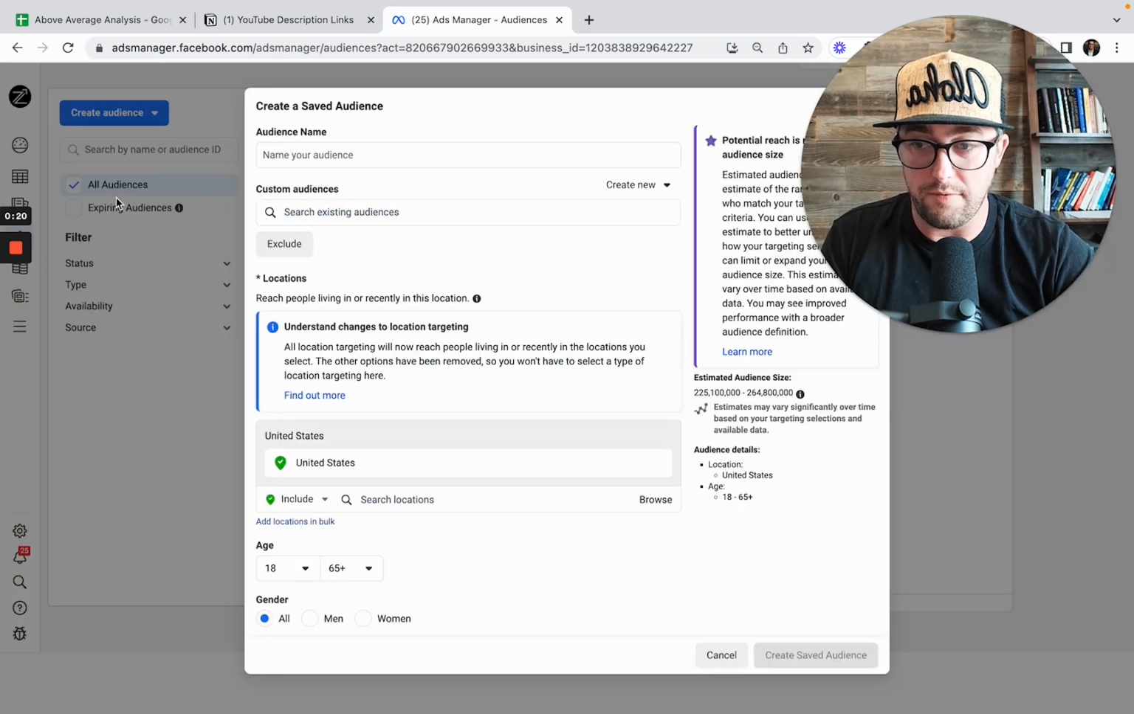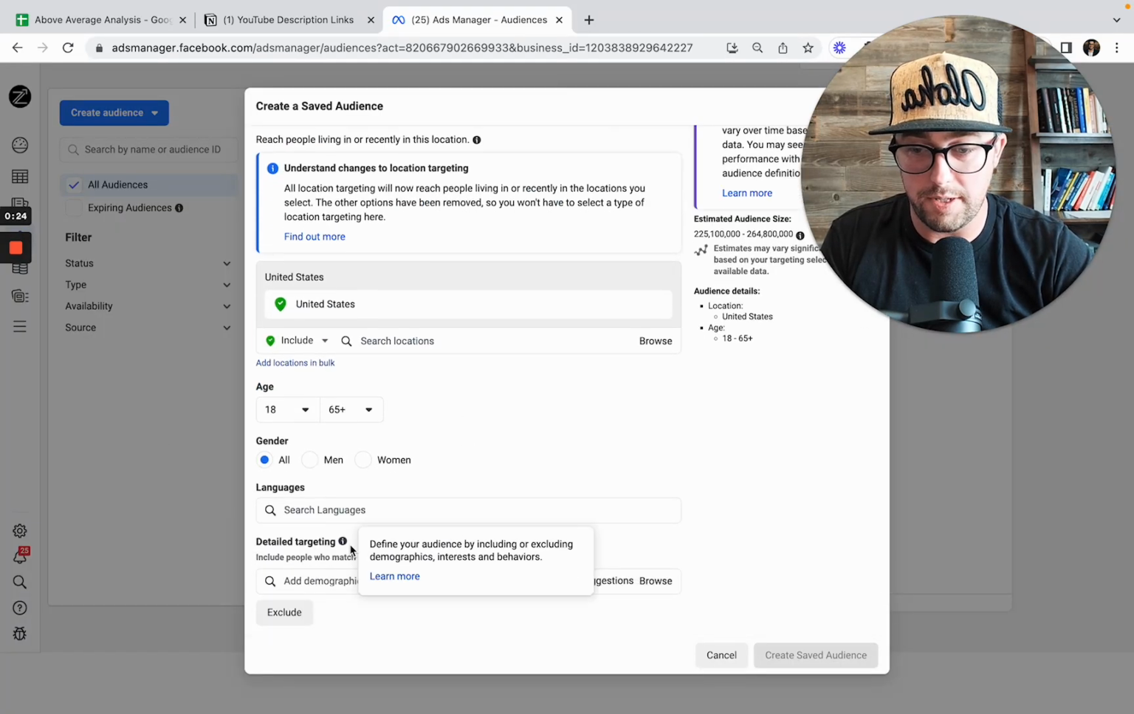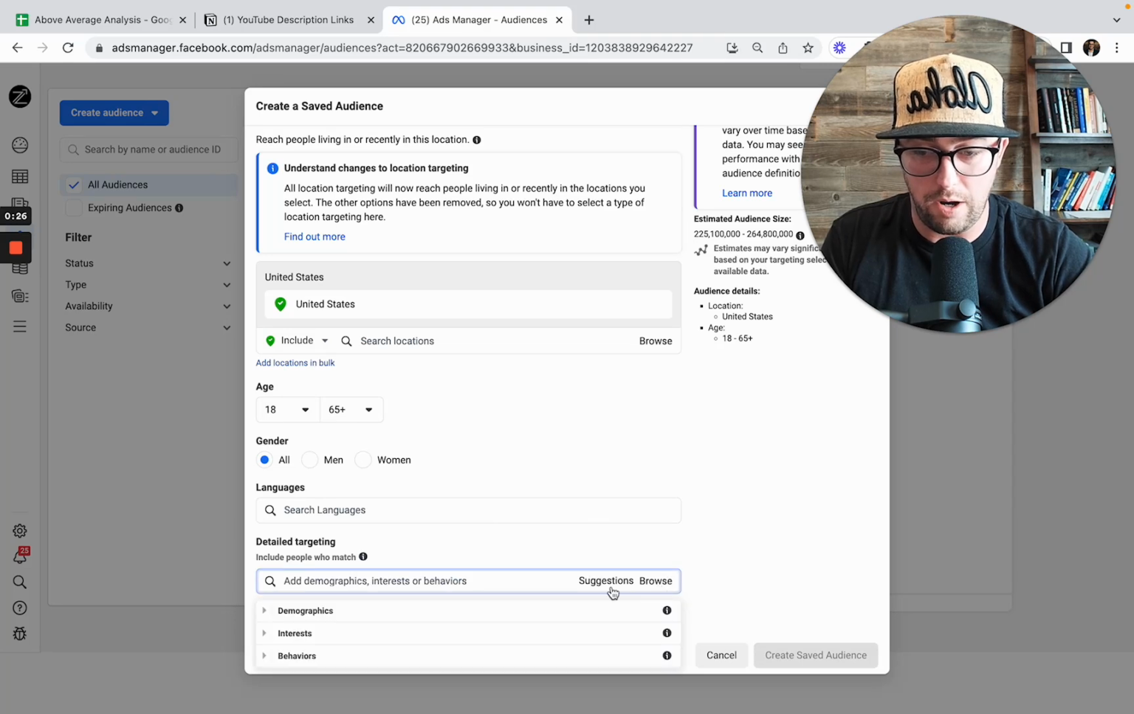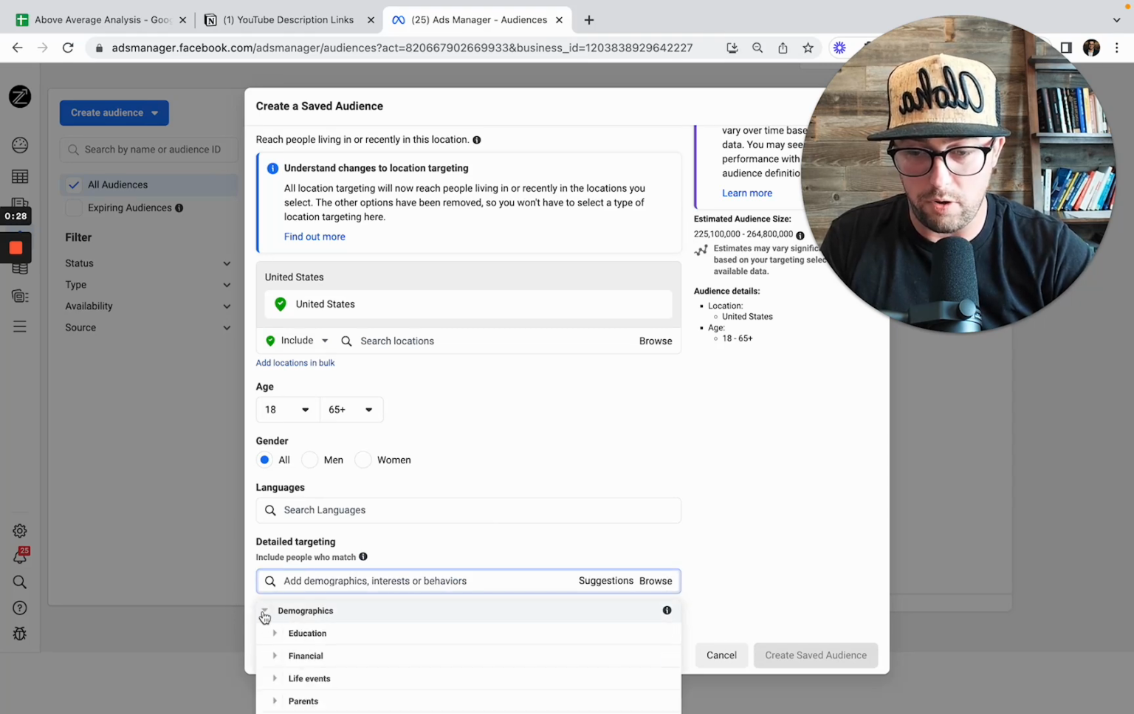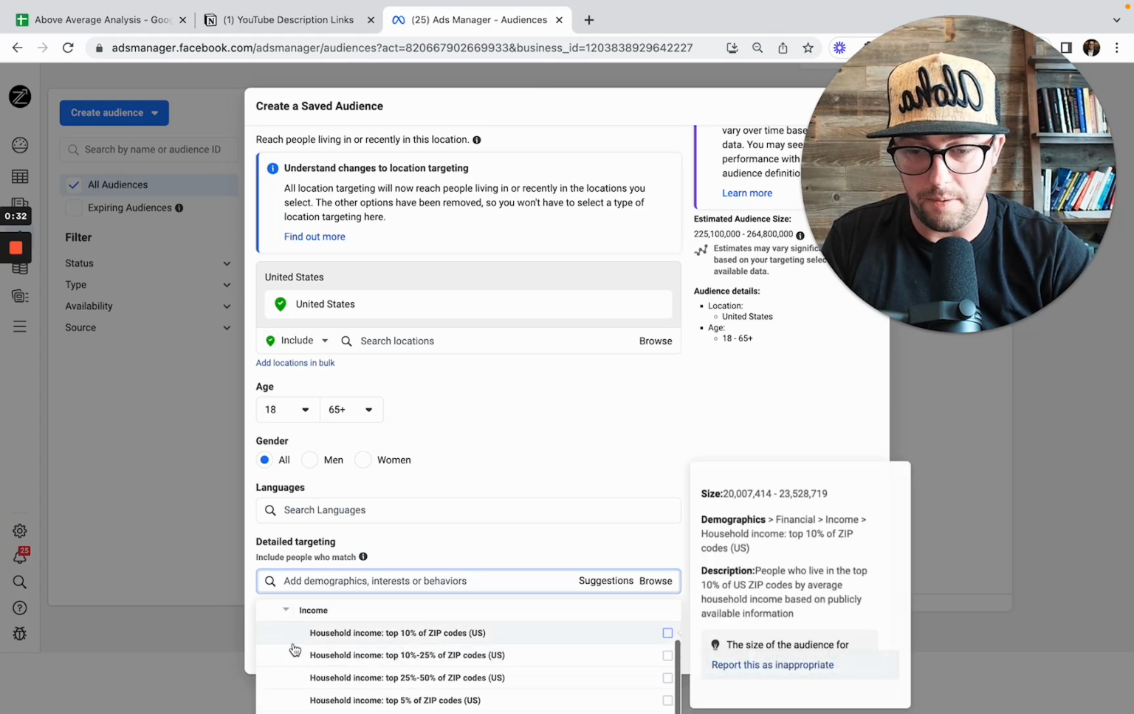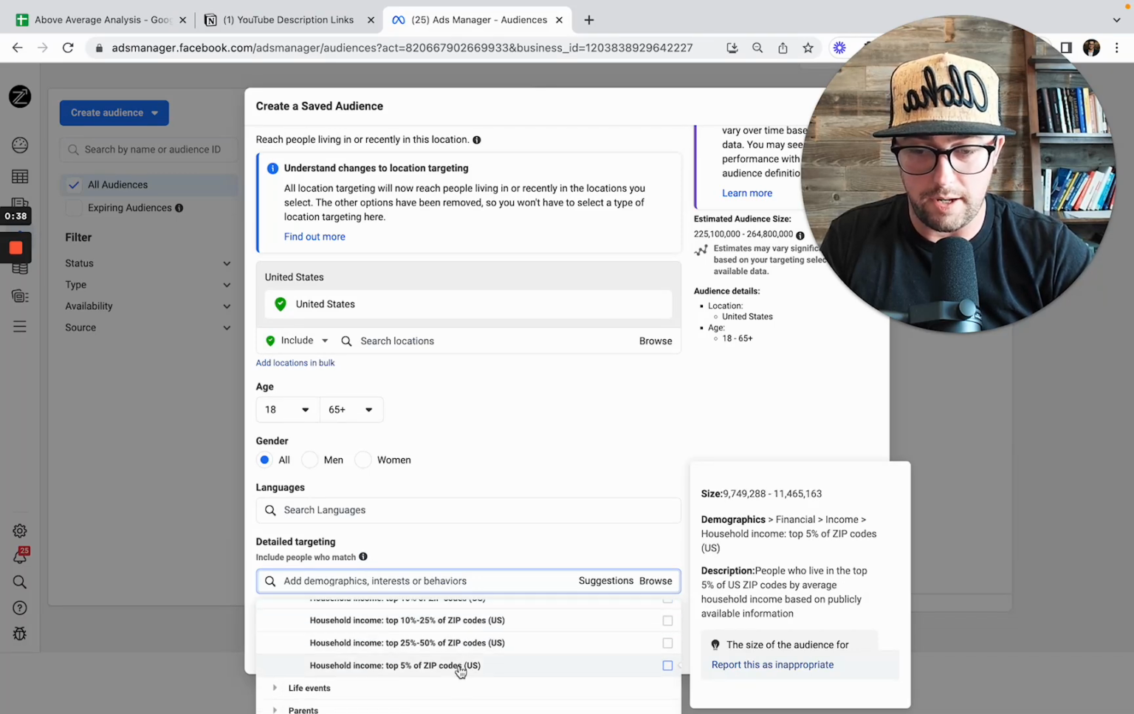So we're going to go to saved audiences. We're going to scroll down here to detailed targeting. We're going to click browse. And then we're going to go to demographics, financial, income. And you can see two things here. One, we can see that it goes by percentage of household income, right, based on zip code.